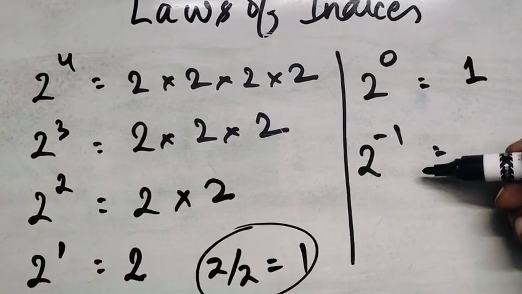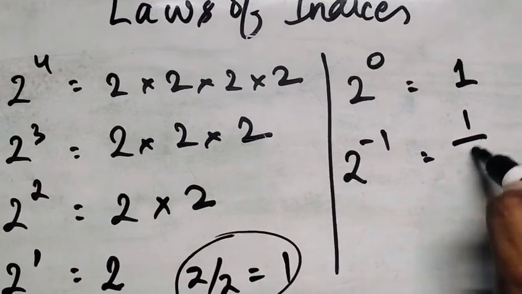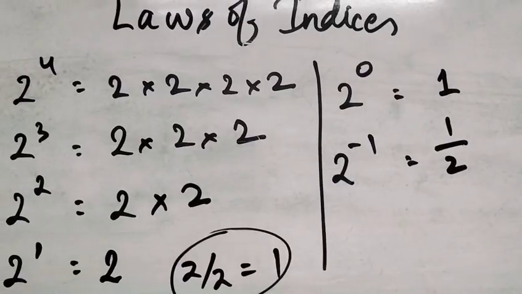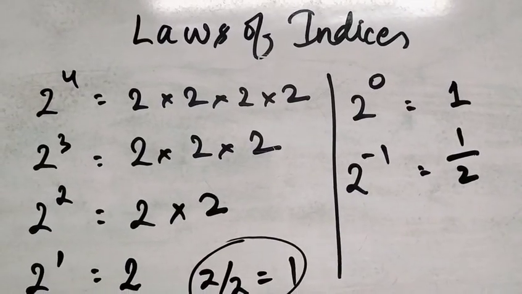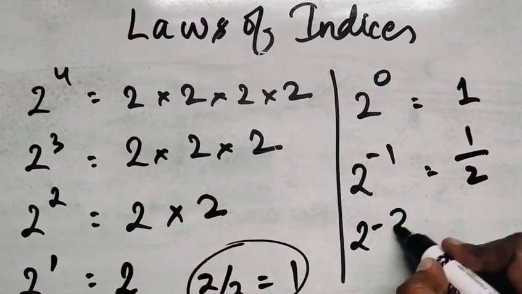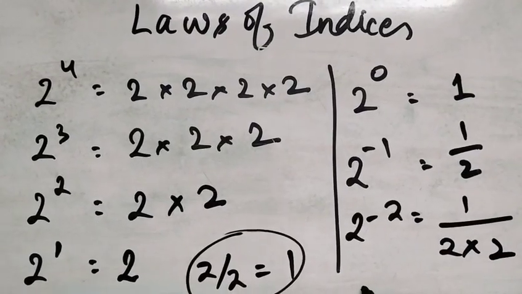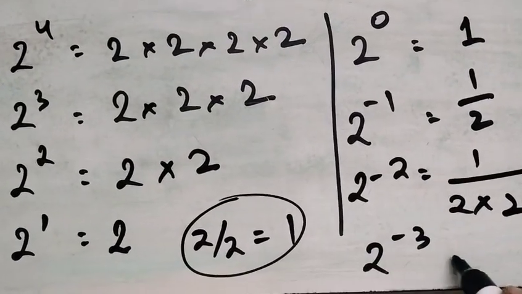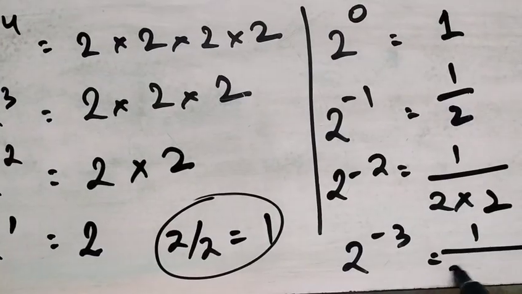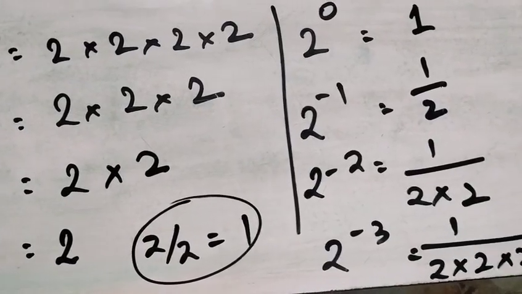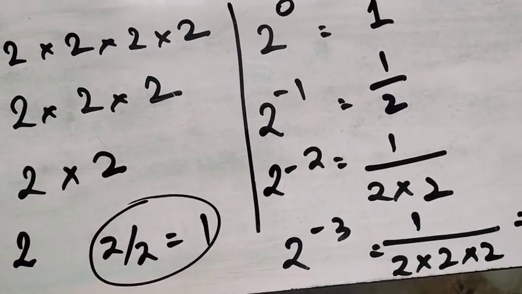When you do 2 power minus 1, you're again going to divide it by 2, keeping up the consistency with the pattern. So 2 power minus 2 is nothing but 1 divided by 2 into 2. Hence, 2 to the power minus 3 is going to be 1 divided by 2 into 2 into 2, which is nothing but 1 by 2 cube.